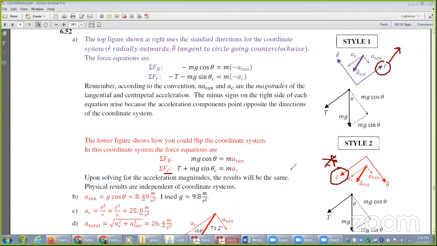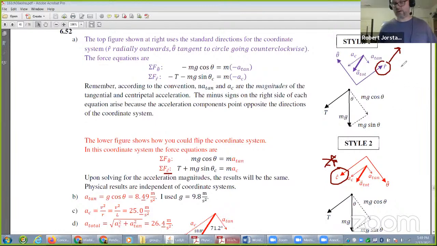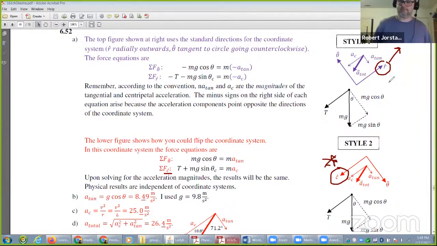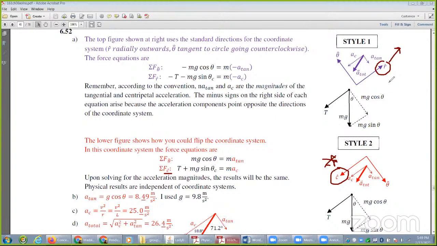Gotcha. So R is because it's pointing away from the center, aka the radius. By definition, R is always away. And then C is because it's pointing towards the center. Exactly. Okay. Cool. Thank you. All right. Other questions?